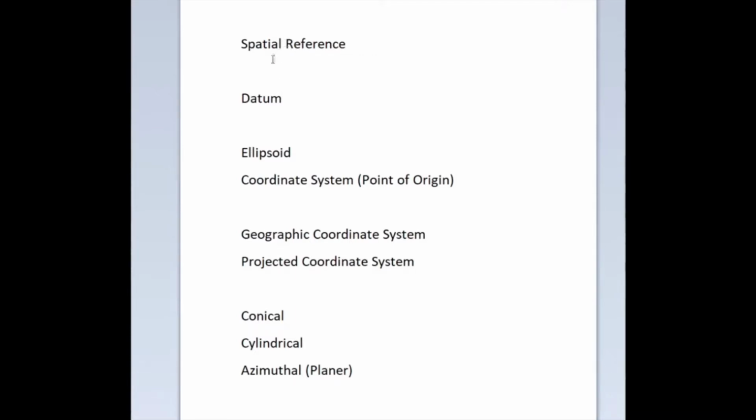The aspect of the spatial reference we're going to focus on in this class is called the datum. This is one aspect of a data set's spatial reference: what datum is it using? And there are 2 components to a datum. The first is the datum's ellipsoid, and the second is the datum's coordinate system, or you could also say its point of origin. Either one of those is correct.